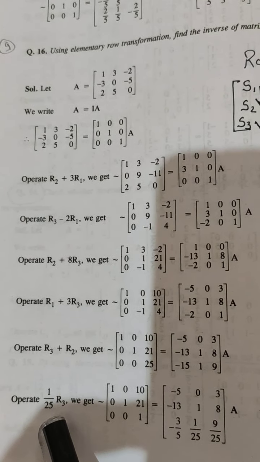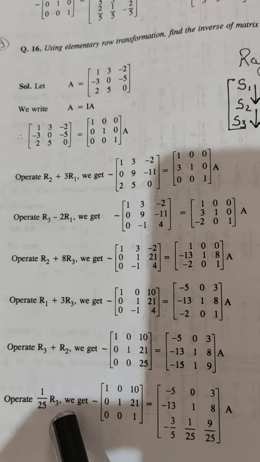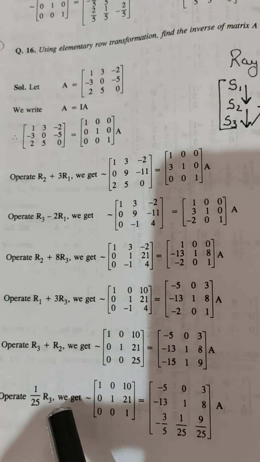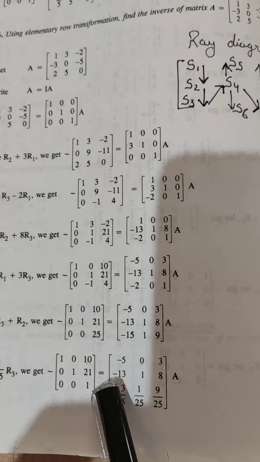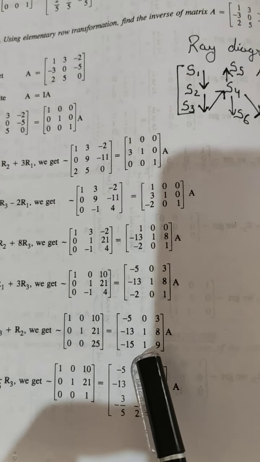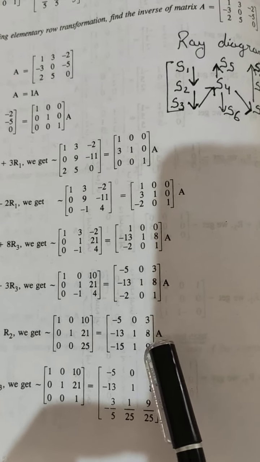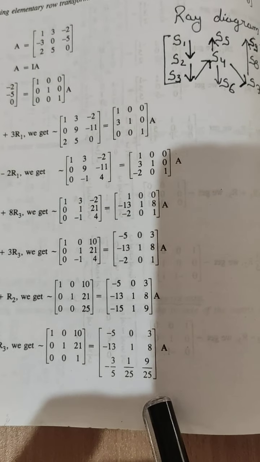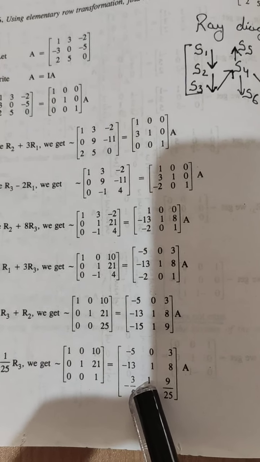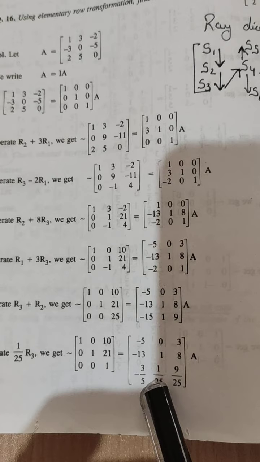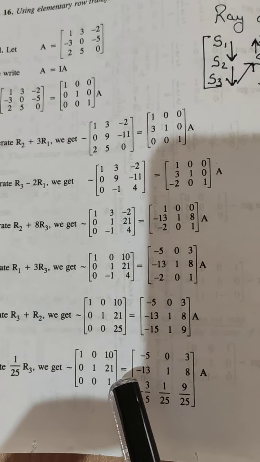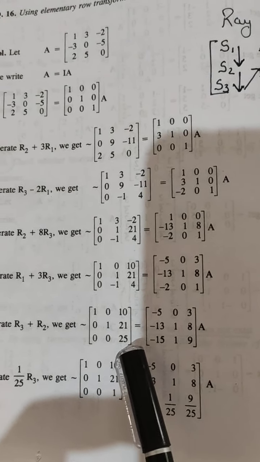Ri gives k Ri, so 1 upon 25 into R3, as we are multiplying: 0, 0, 1, and here minus 15 upon 25, 1 upon 25, 9 upon 25, minus 15 upon 25. You will simplify, you will get minus 3 by 5. We got 1.